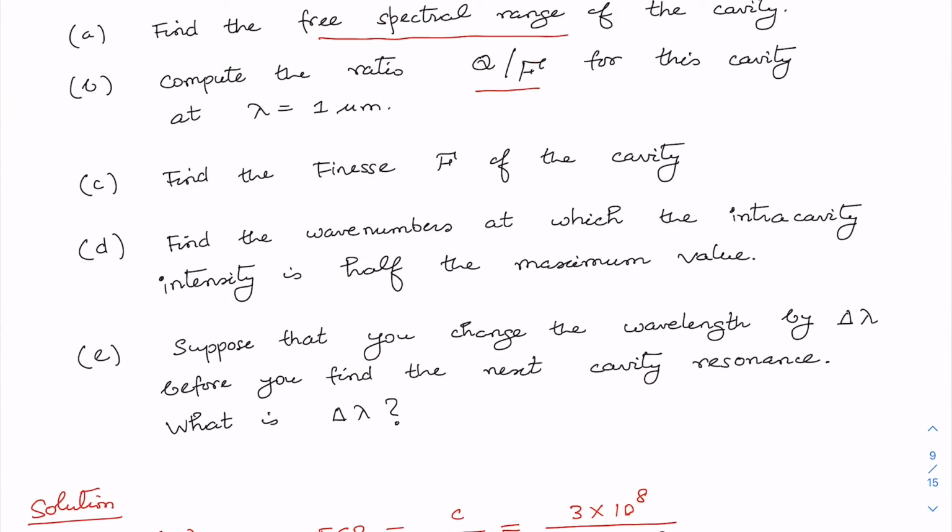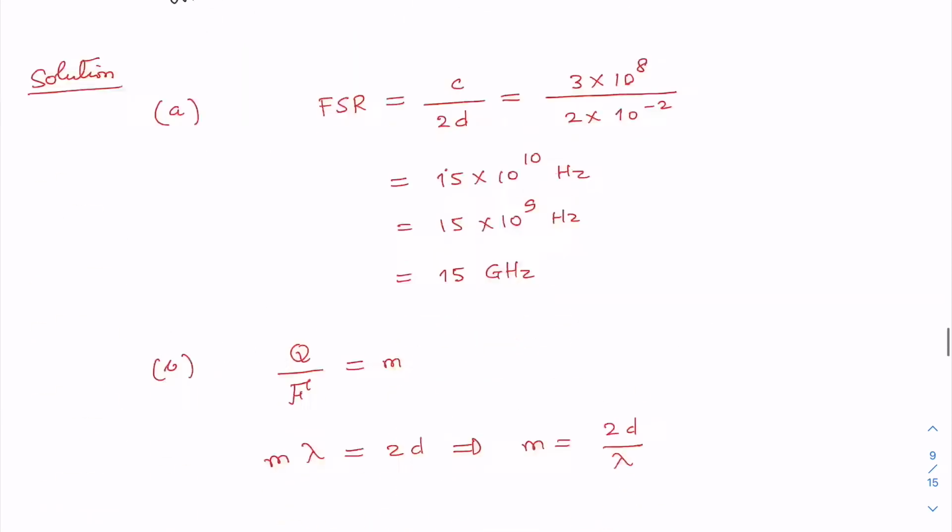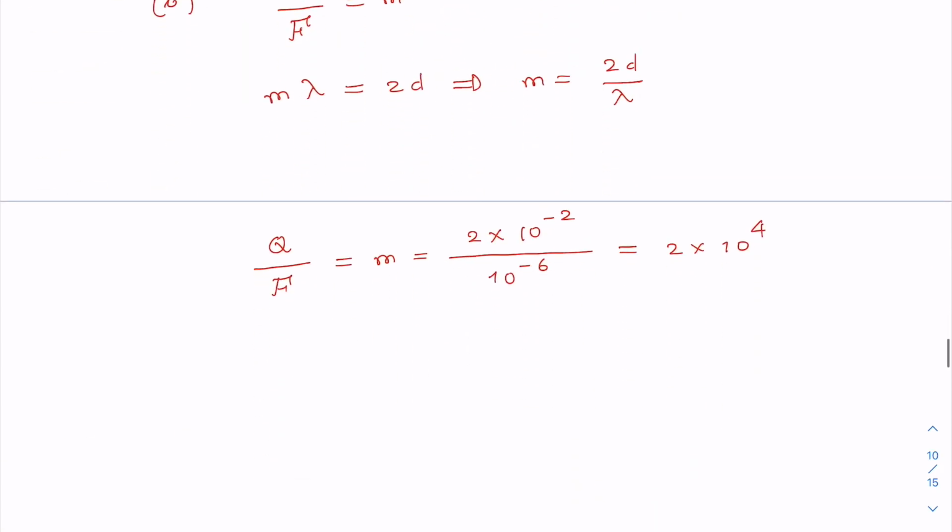Now you are asked to find out the finesse of the cavity. So we also know the formula for the finesse. You please refer to the lecture class. You will see that I have written down this particular formula. Finesse is equal to 2 pi times the cavity photon lifetime times the free spectral range.